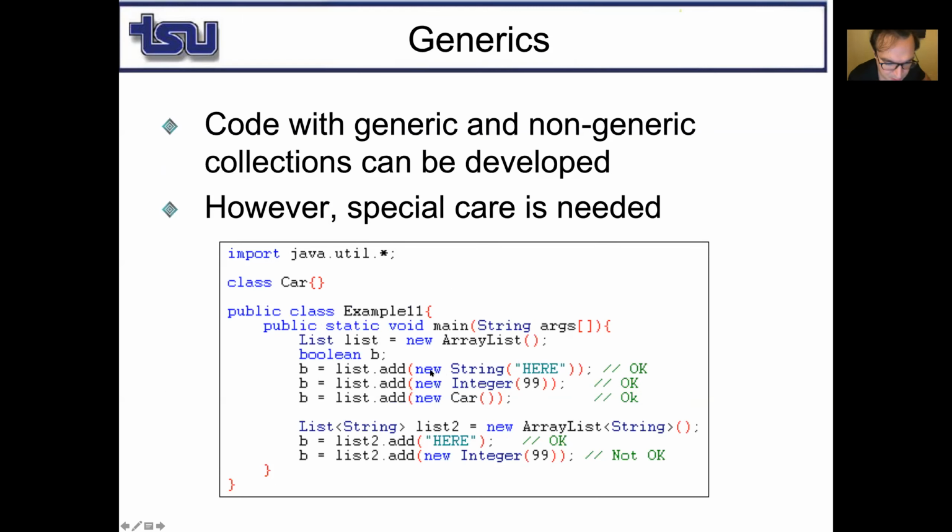Okay? For example, here, I may have a list, like an ArrayList, and I may add a string, that's fine. I may add an Integer object. I may even add a Car object. Car is a dummy class I defined here. No problem. However, if I define the list with angle brackets String, I can add a string, but when I try to add anything other than a string, I'm going to get an error, okay?